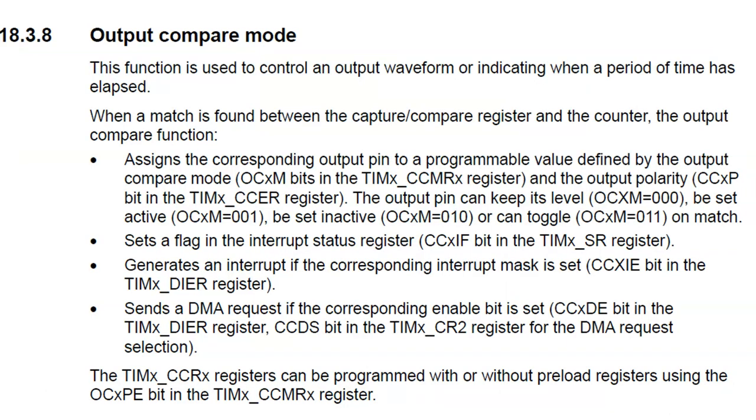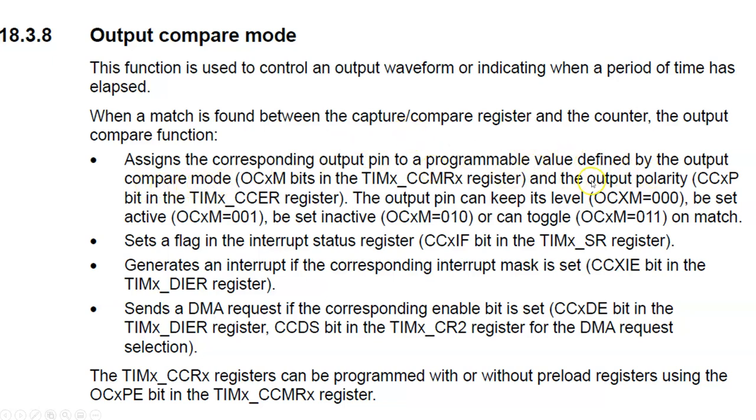So when we use this timer in its output compare mode, we can control an output pin, either put a logic 1 or put a logic 0, or we toggle its value. We can toggle its value by setting certain bits. So for example, here it says, when a match is found between the capture compare register and the counter, the output compare function assigns the corresponding output pin. So in our case, timer 4 channel 4 assigns the corresponding output pin, which is port D pin 15, to a value defined by the output compare mode.